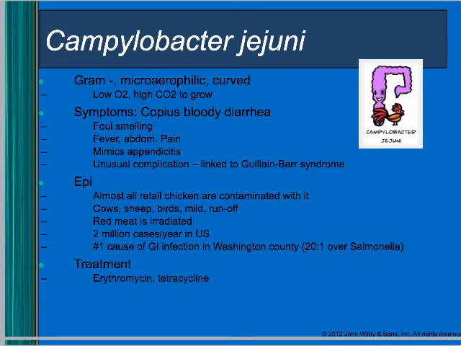Okay, now Campylobacter jejuni is another diarrhea thing, and it happens a lot in Washington County because of all the farms that we have, so retail farming. Copious bloody diarrhea, foul smelling, mimics appendicitis. It can be treated with antibiotics.